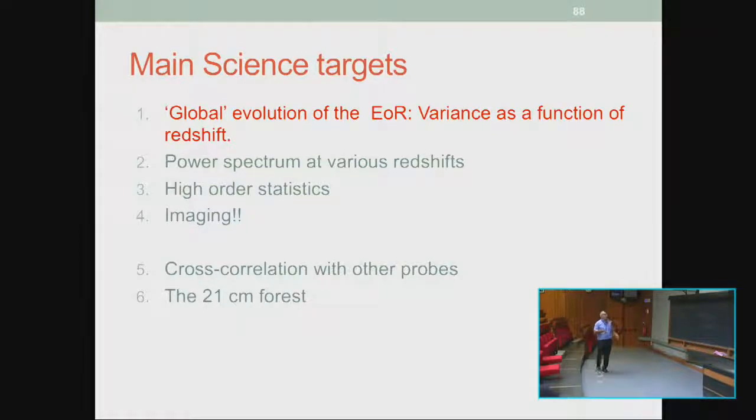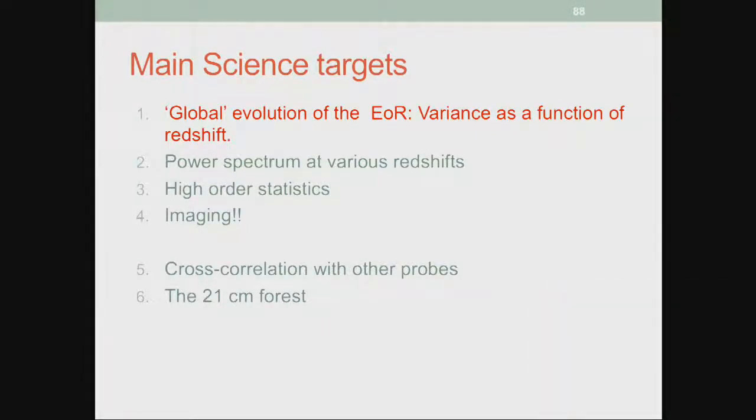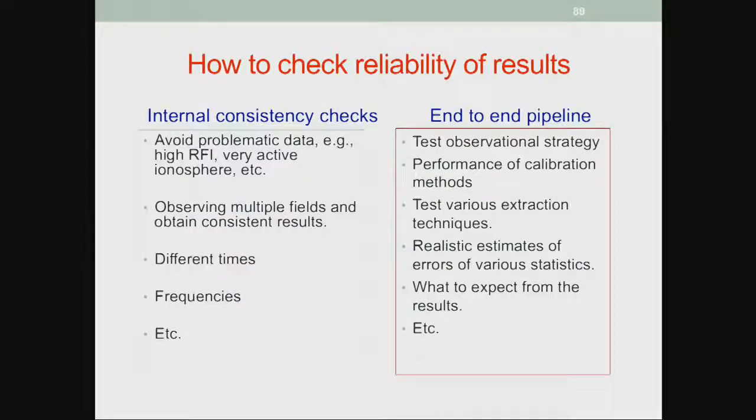Anyways, so what are our main scientific targets? Like all the other experiments, we want to see the global evolution, this function, how it goes up and down. But this is one piece of information. The other things we want to know: power spectra, high order statistics. Can we image? We would like to cross-correlate our data with other probes, like Lyman alpha emitters, galaxies, quasars, etc. And there is something called the 20 centimeter forest. Now, this stuff is difficult. And the more we work on it, the clearer it becomes how much more difficult it is than we expected.